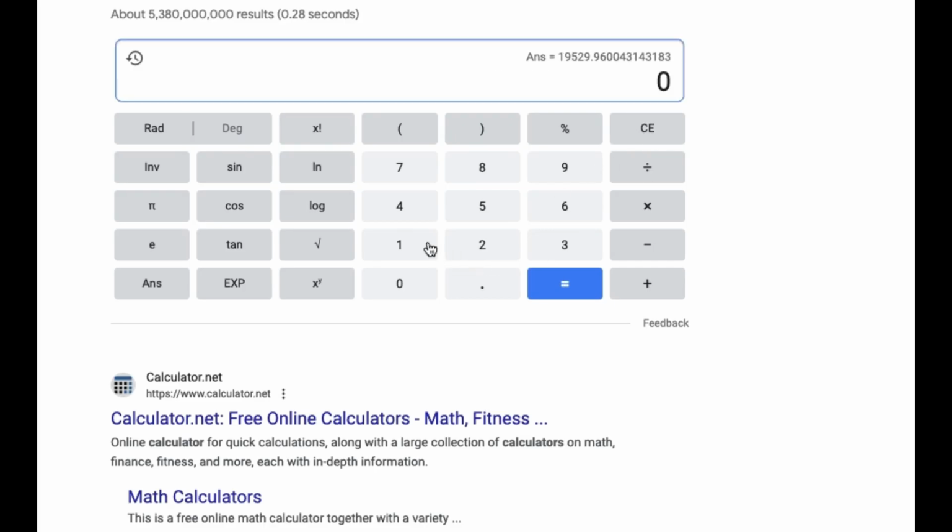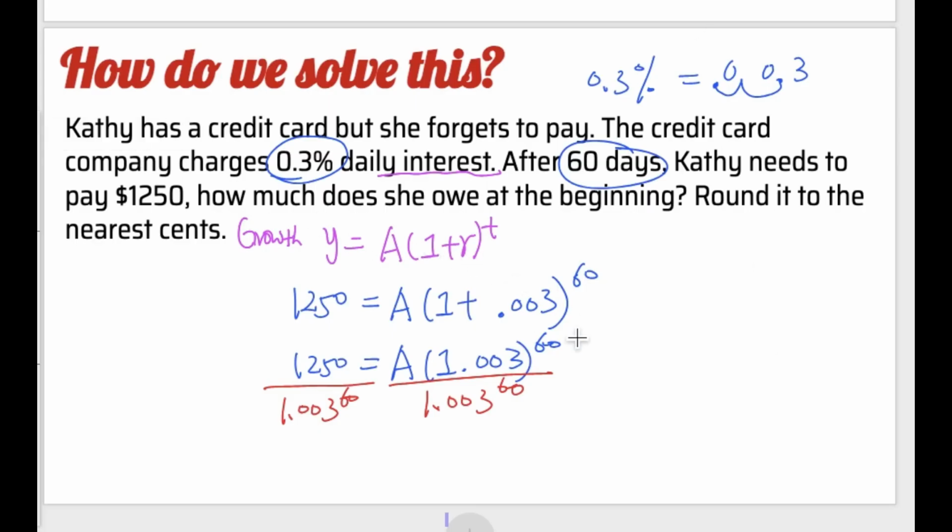So let's do this. It's 1,250 divided by 1.003, but this time to the 60th power because we are talking about 60 days. As you can see, we are going to round to the nearest cents. The third digit is 9, so we round up. It's going to be 1,044.37. So a is 1,044 point, let's double check again, 37. Okay, and also put a dollar sign here.